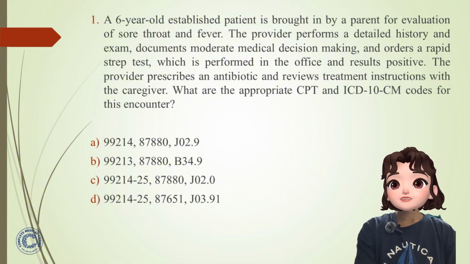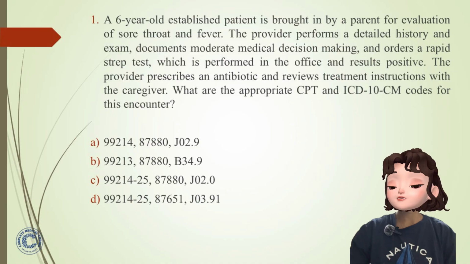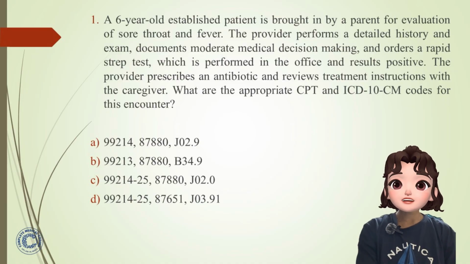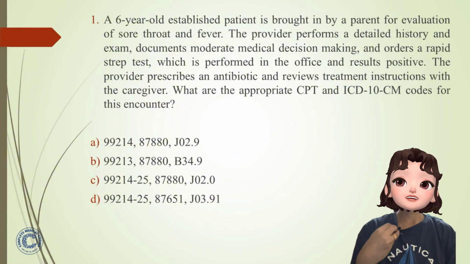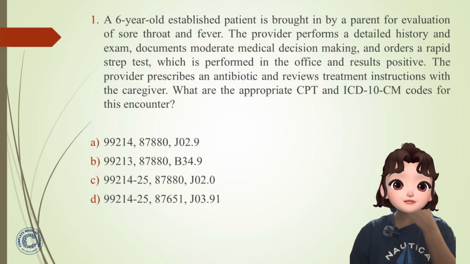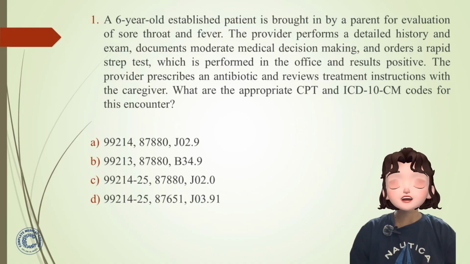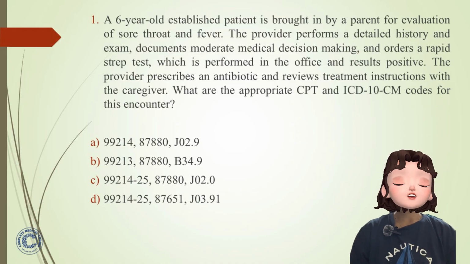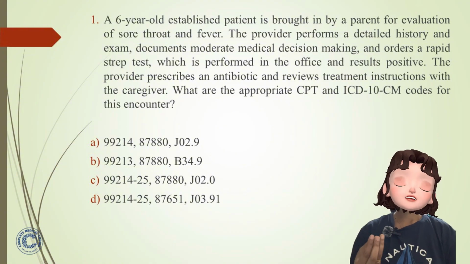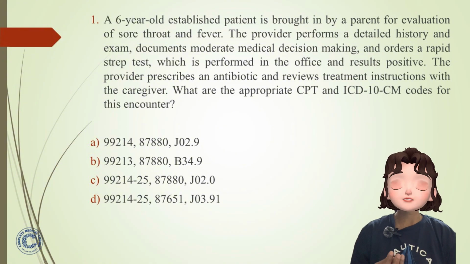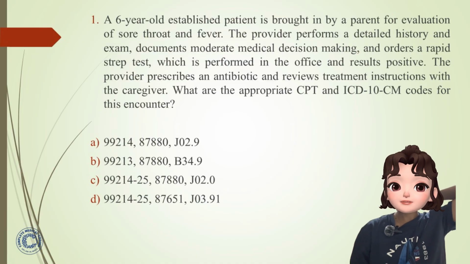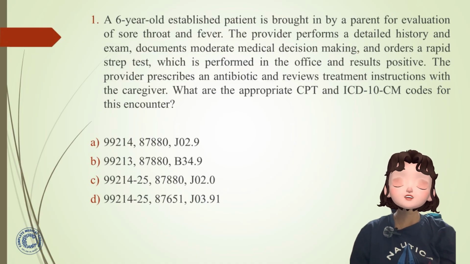What is J02.0 in option C? J02.0 is streptococcal pharyngitis. So this is pharyngitis because the patient is having sore throat and fever, right? Yes, of course it's pharyngitis. But it is not unspecified, because the streptococcus test has been done and it results positive. So it means the patient is having streptococcal pharyngitis. So J02.9, acute pharyngitis unspecified, is wrong in option A. So you got J02.0, streptococcal pharyngitis.